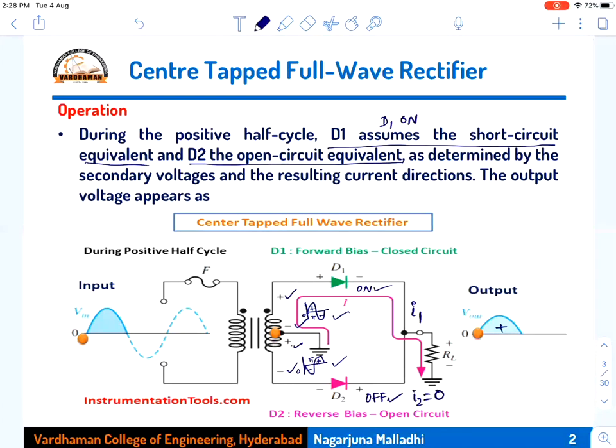So only because of I1, the current is flowing in the load resistance. Then IL is actually I1 plus I2. In this case, IL is equal to I1 plus 0. I2 is 0. Therefore, load current is equal to I1 only because of the diode D1. D1 is on, D2 is off. Therefore, the current that is flowing is I1, and that current is in the positive direction because the input is also positive cycle. You will be getting the output like this.